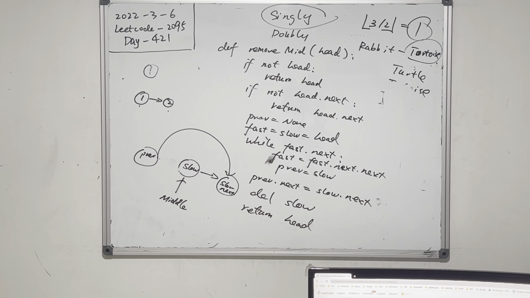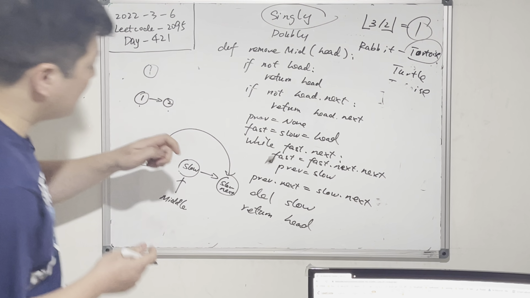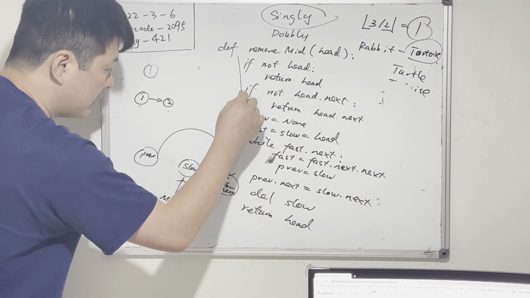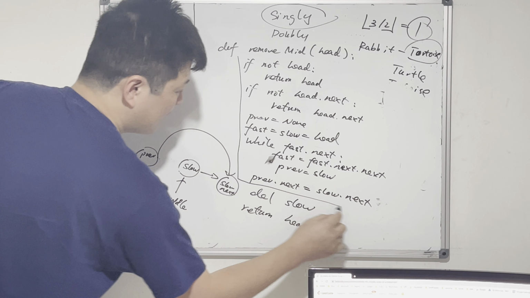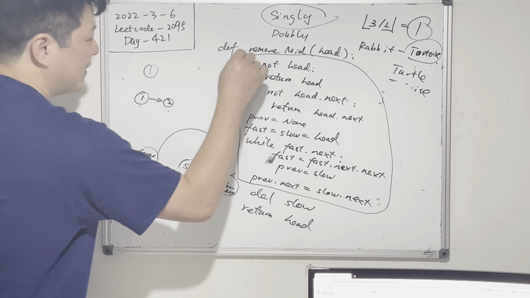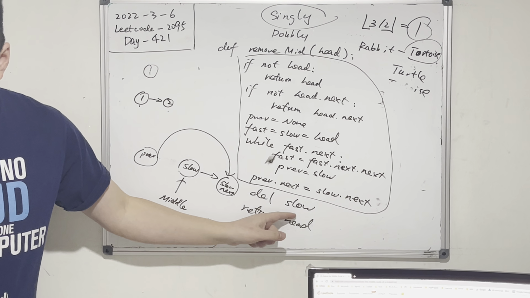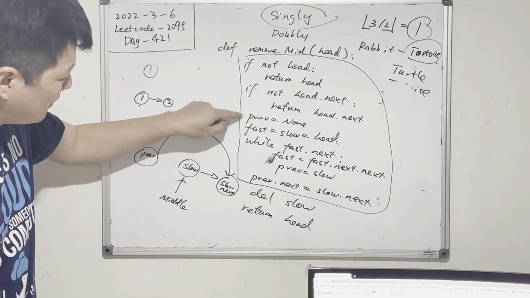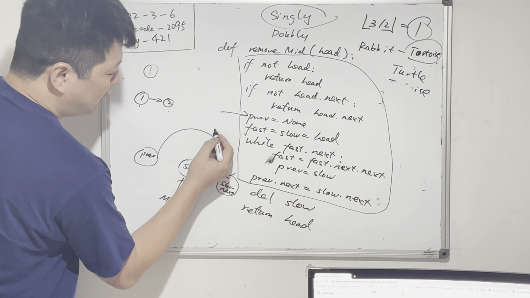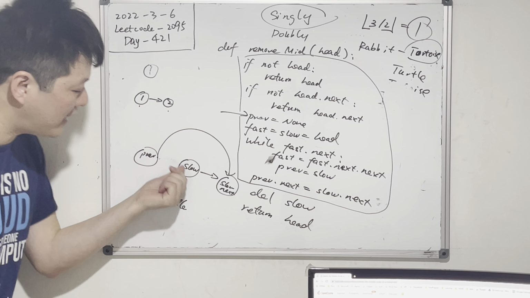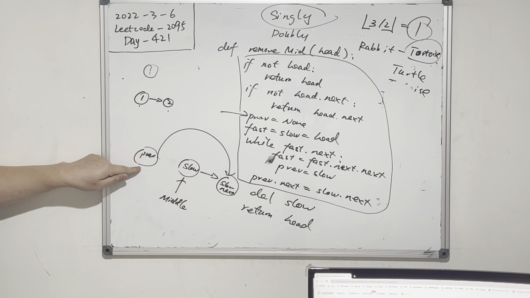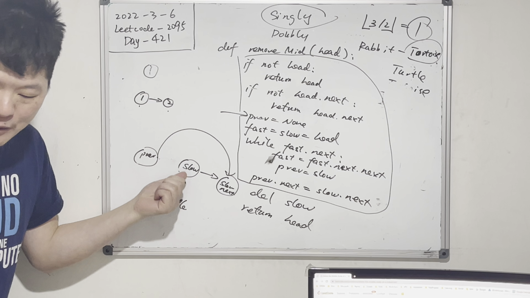Okay, Eric, Ryan, this bit we have learned before. So today, this is the new thing. How do we delete it? We want to delete this slow, the middle node. We need to know the previous node, right? And how do we find the middle node?